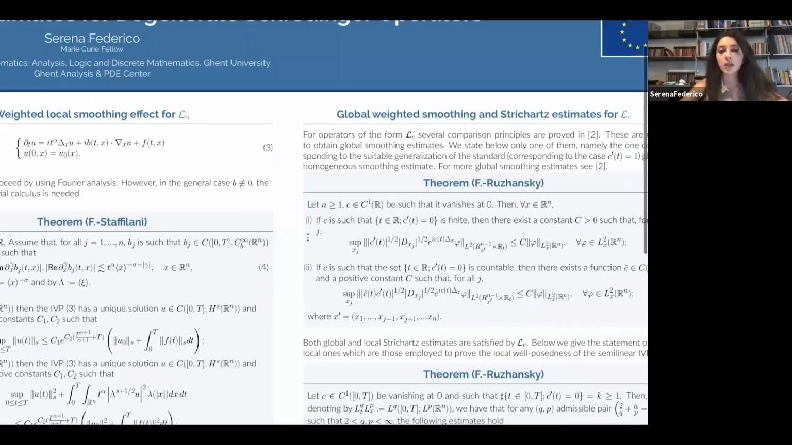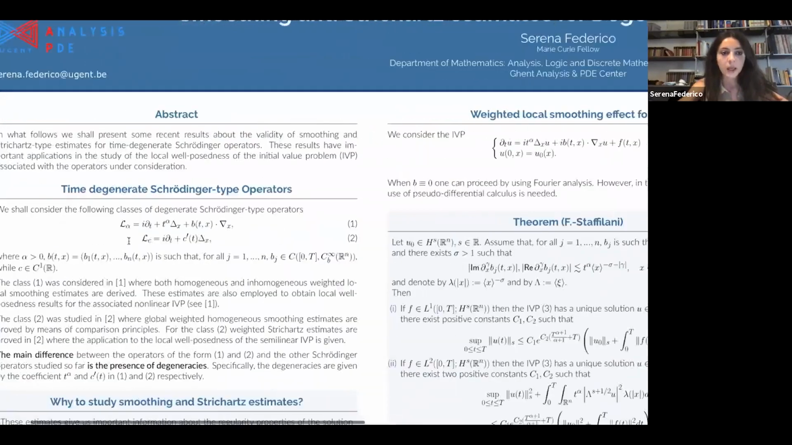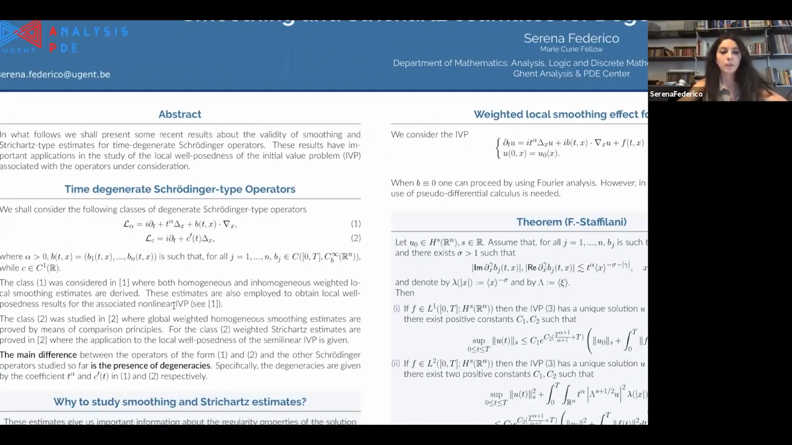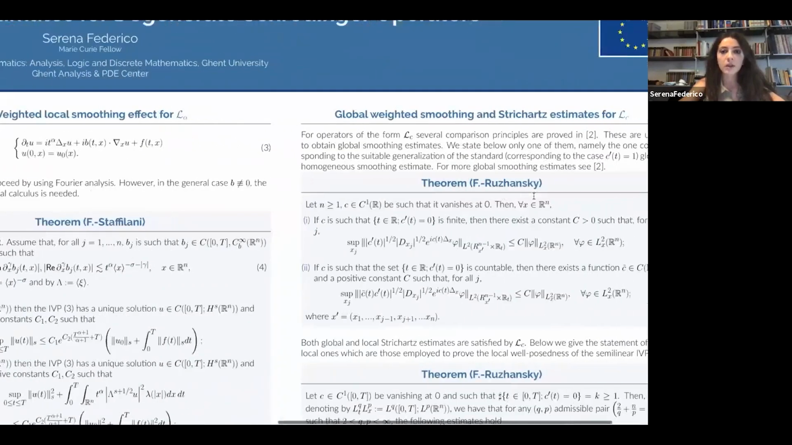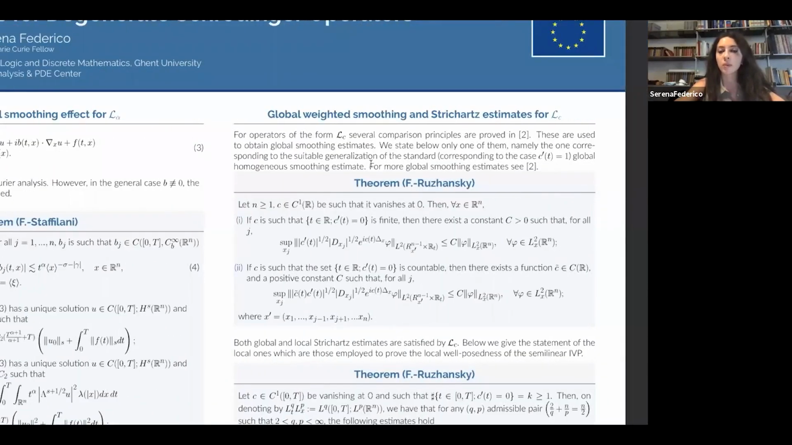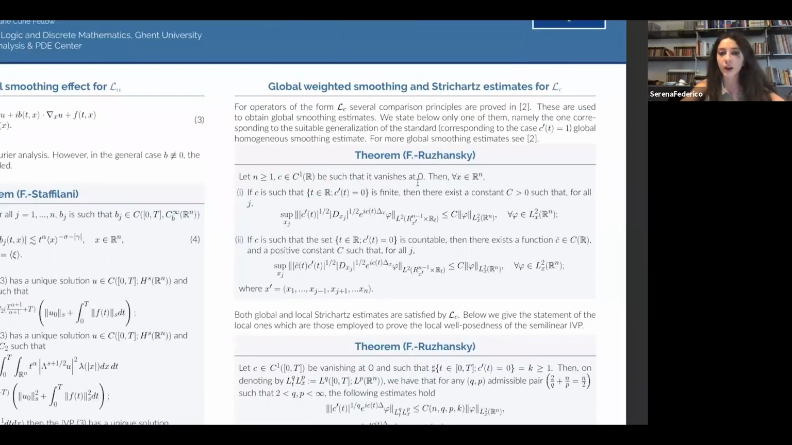Let me show you now the results that we have for the operators of the form LC. These operators were studied by Michael Rozhowski and myself. We considered global smoothing estimates for this operator. We used comparison principles in order to prove several global smoothing estimates. And here in the poster, you can find the statement of one of these smoothing estimates that we proved.